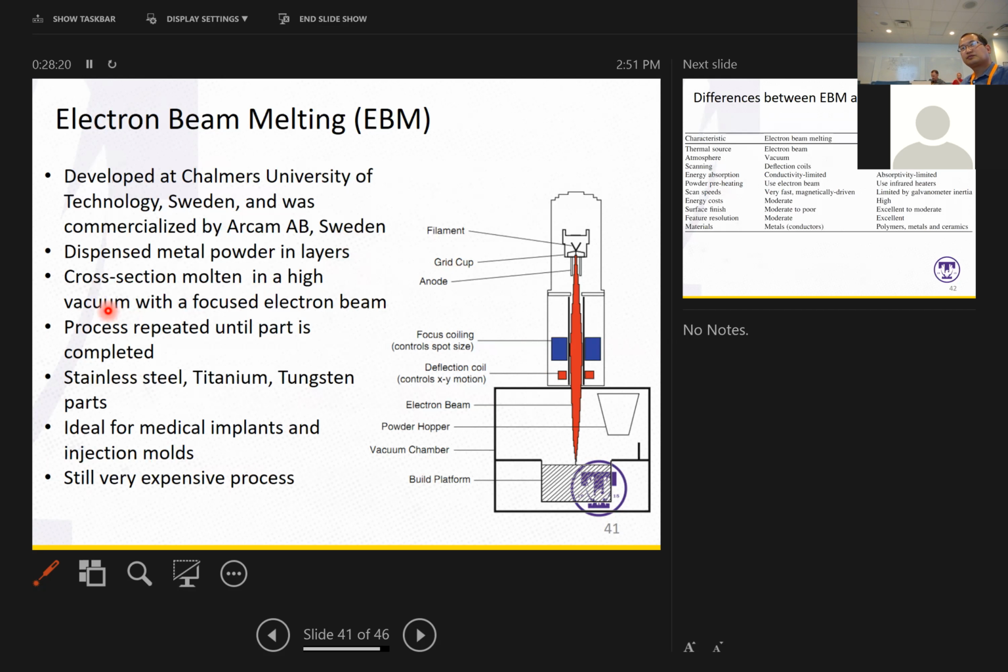And so it can build stainless steel, titanium, and other metal parts. For medical implants, they usually use materials which electron beam melting could process. So it's very good for this method to be adopted in these applications. But the drawback here is it is very expensive, right?